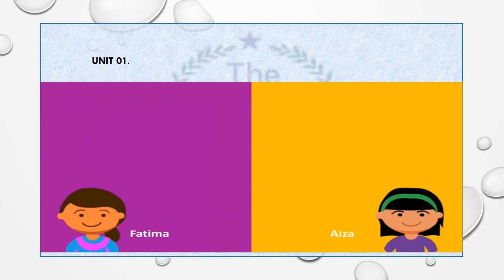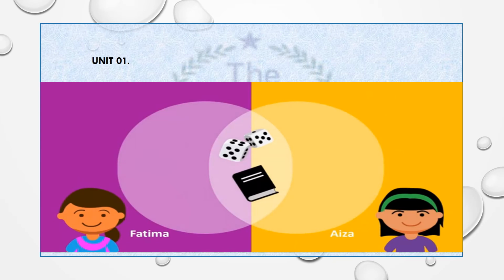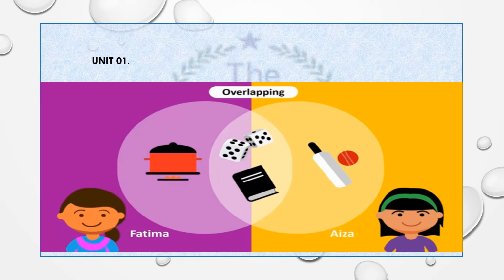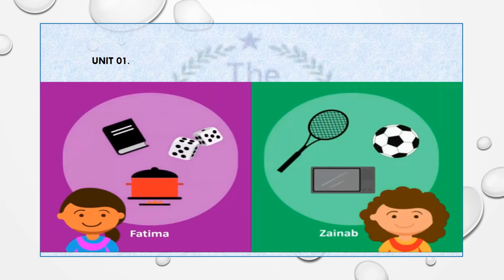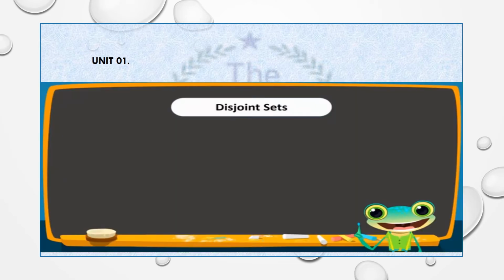Fatma and Aiza both like playing Ludo and reading books. We say that their sets of hobbies are overlapping. Fatma and Zainab do not have any hobbies in common. We say that their sets of hobbies are disjoint. Two sets A and B are said to be disjoint if they have no common elements. In other words, A intersection B is equal to an empty set or null set.